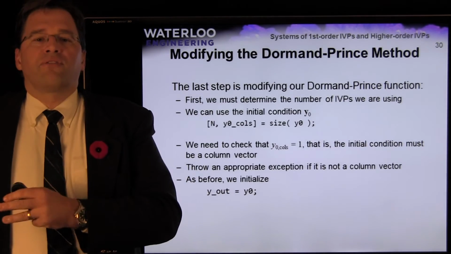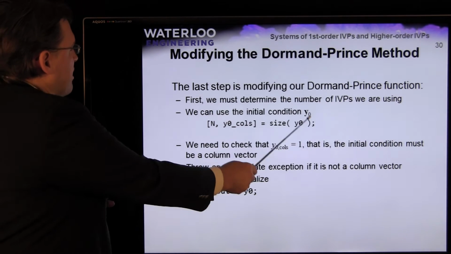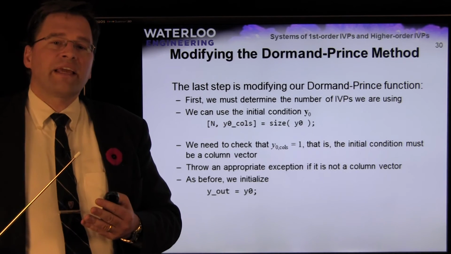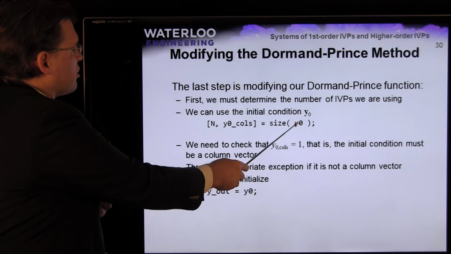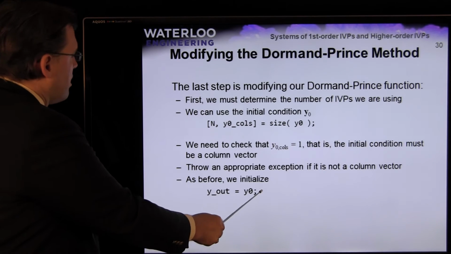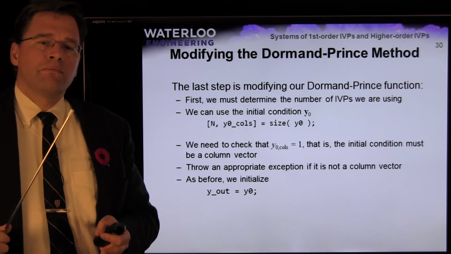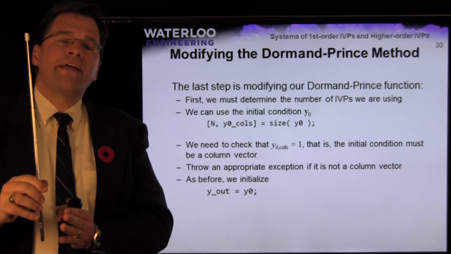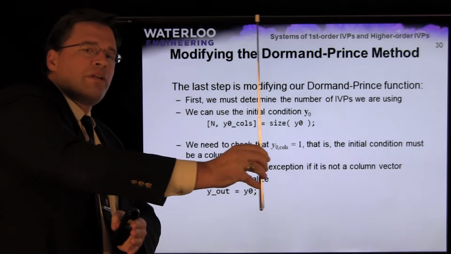The last step for Dormand Prince that we have to modify is, once again, we get the size, and in this case we're going to make sure that the number of columns in this initial condition is 1, otherwise we throw an exception, and now y sub out is initialized to the initial value. So now y out begins as just a column vector. And then we will assign to the next column, which will expand the matrix, and so on and so forth.